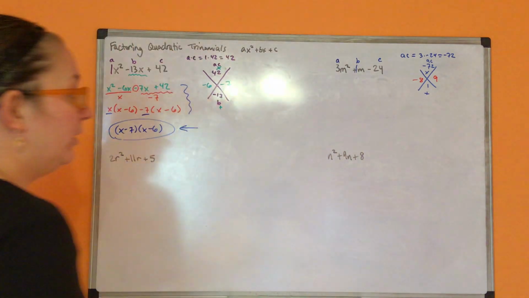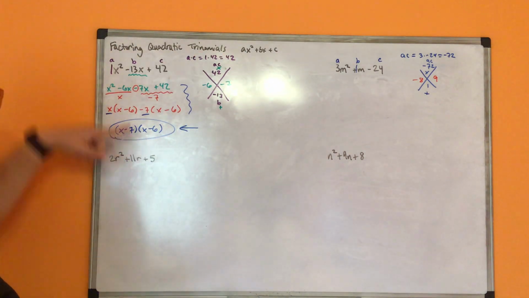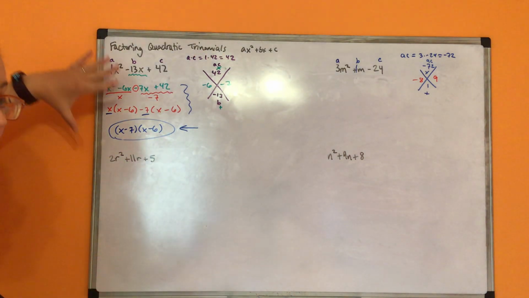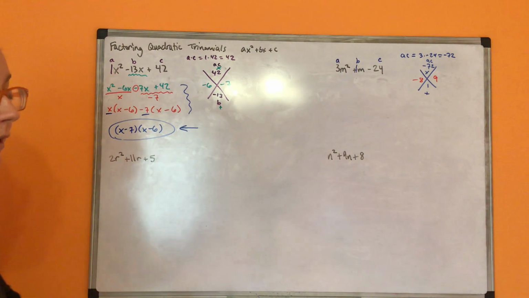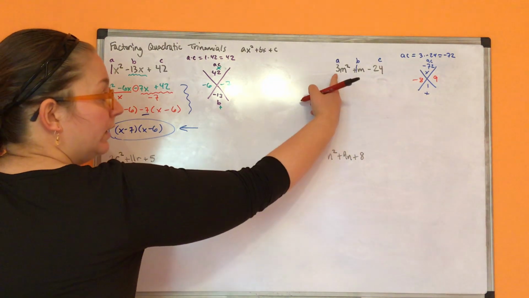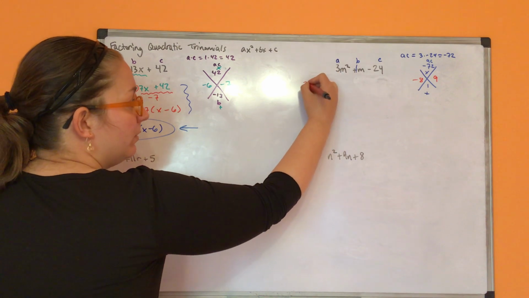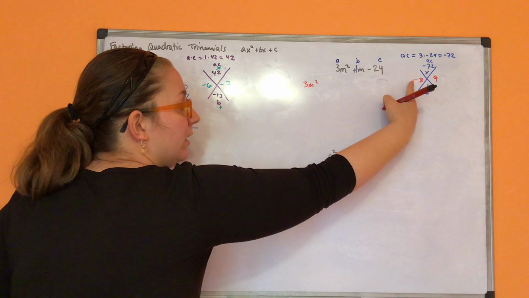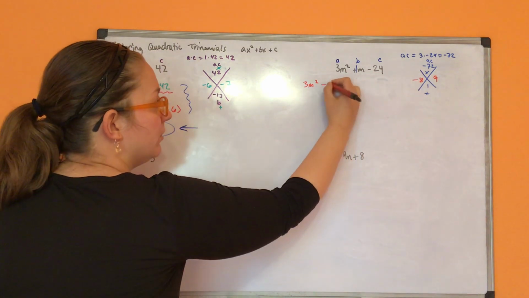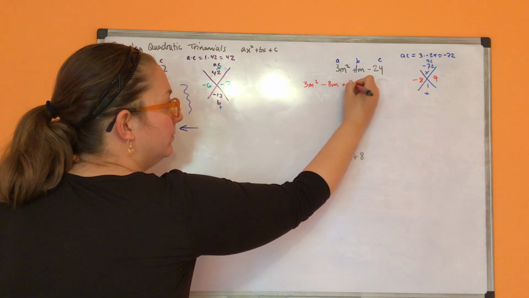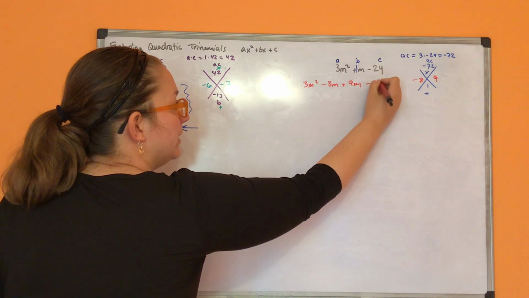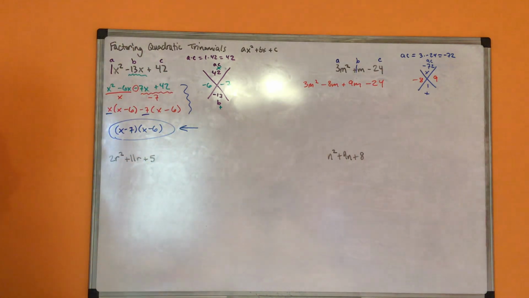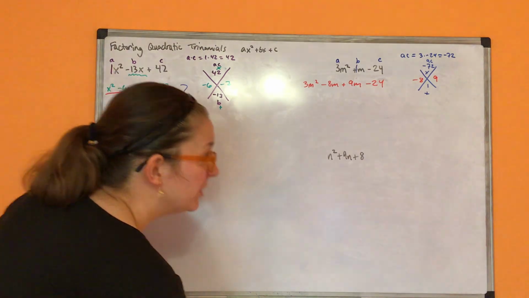So where do I go from here once I have the two numbers? We write it as 4 terms. And once we have it written as 4 terms, it's something we've done before, that factoring by grouping. So when I write it as 4 terms, 3m squared stays the same. Instead of 1m, I'm going to do negative 8m plus 9m using those two numbers I came up with. Minus 24 stays the same. Now I just factor by grouping, which we've done before, so that's not too bad.